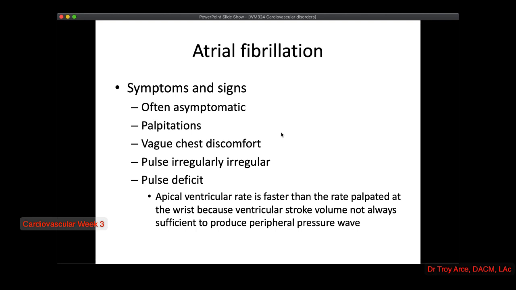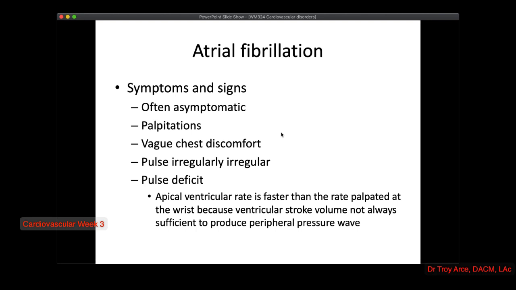Signs and symptoms, atrial fibrillation is often asymptomatic. You're going to have palpitations, vague chest discomfort, and pulse irregular. Always say that 5 times fast. Irregular. Pulse deficit. The apical ventricular rate is faster than the rate palpated at the wrists because the ventricular stroke volume is not always sufficient to produce a peripheral pressure wave.